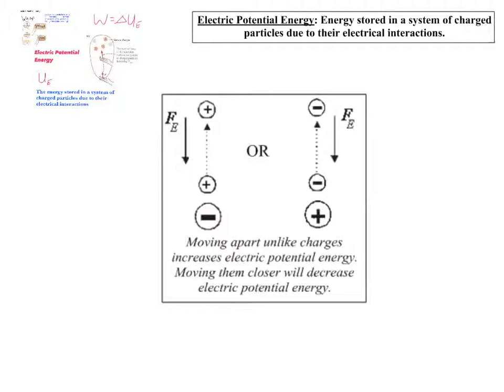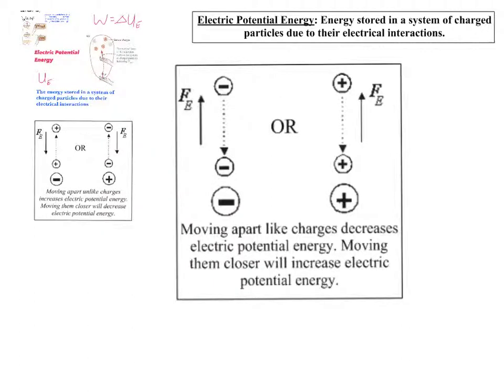Doing work on the system increases the potential energy. If the charges are the same, though, the electric potential energy increases when we move the charges closer to each other. This is because like charges are repelled, so it takes work to move them closer to each other. So as the two charges move closer together, the potential energy increases.